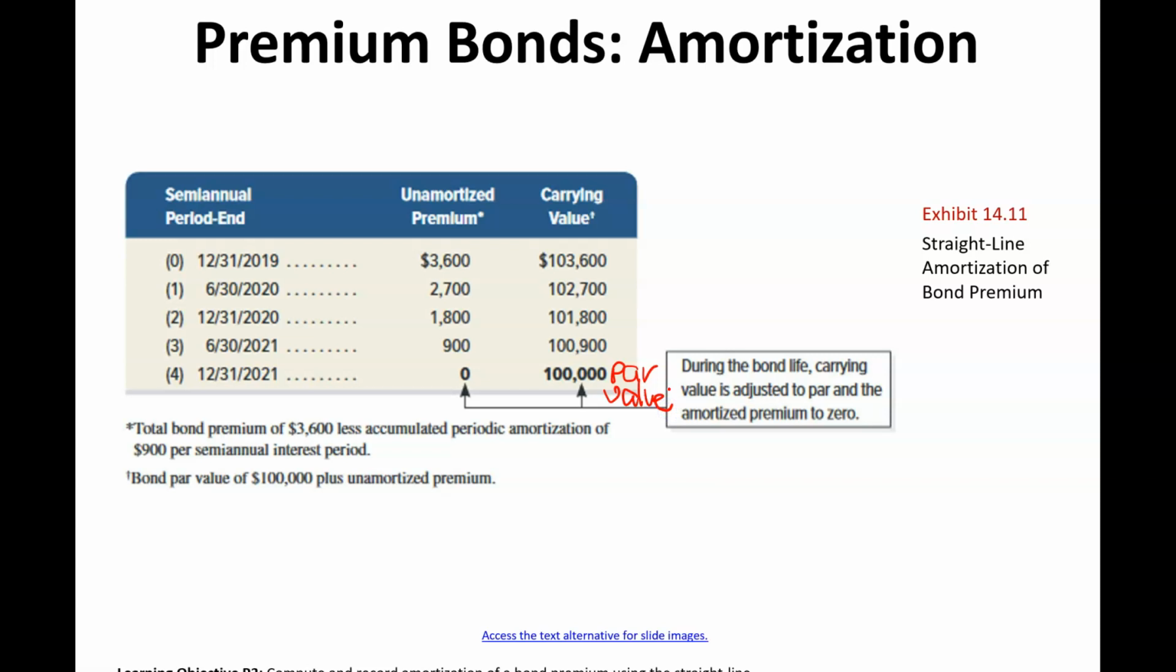What we did with the discount is we subtracted $900 each time, and then we added $900 to the carrying value. Because this is a premium and not a discount, instead we subtract $900. So we subtract $900 from our unamortized premium because we amortized it. Then since we sold it at a premium, we also subtract $900 from the carrying value. And again, it's always going to equal $100,000. And then you do the same thing for the rest.